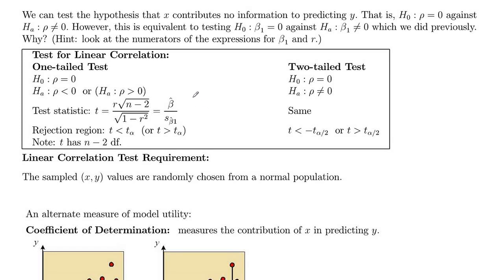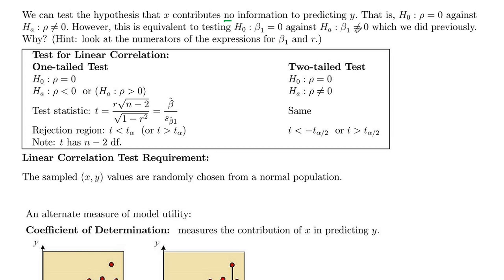Now we can also do a hypothesis test to test the hypothesis that X contributes no information in predicting Y. In other words, H0 is that rho equals 0 against the alternative that rho is not equal to 0. However, that's just equivalent to testing beta 1 equals 0 against beta 1 not equal to 0. So that's slope equals 0, slope not 0. Remember, if slope is 0, your y hat is just a constant. There is no variation in the y hat values with X.